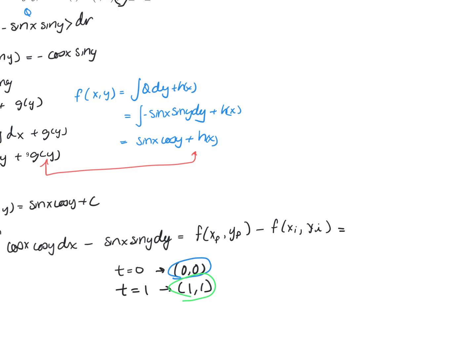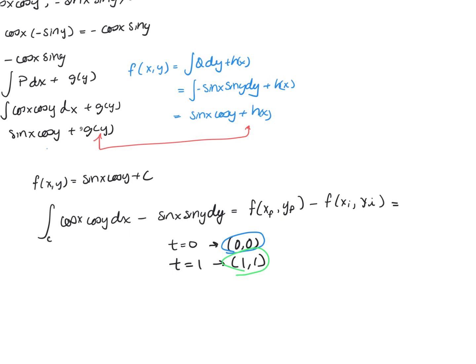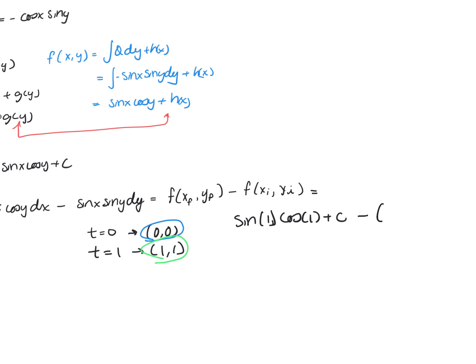So then this is going to be equal to the sine of my final, which is 1, cosine of my final, which is 1, plus my constant, minus the sine of 0, that's my initial, the cosine of 0, and then plus c. And you can see that the sine of 0 goes to 0. My constants will cancel. And so I end up with the sine of 1, the cosine of 1. And I can leave it like that if I'm so inclined.